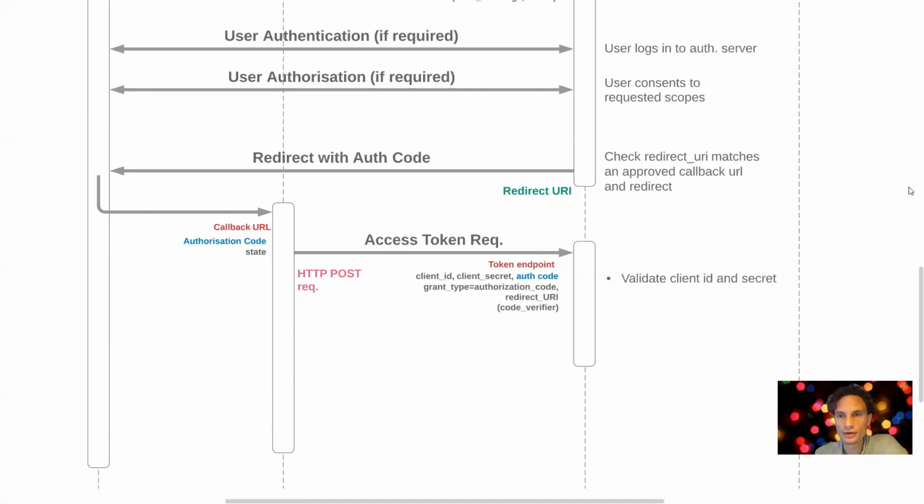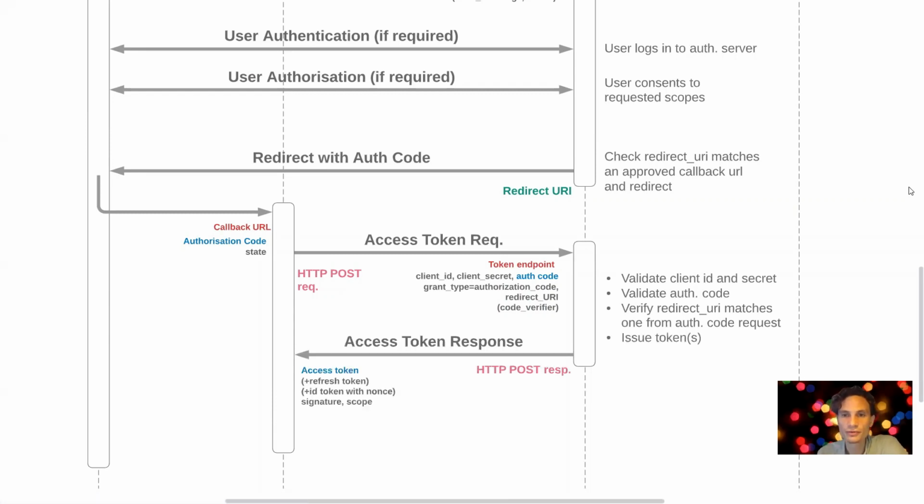So the authorization server will then check the client secret against the client ID that's been provided and check that those match the values required for this client app. It'll validate that the authorization code is one that it has issued. It'll check the redirect URI matches the one that was provided in the authorization code request. And assuming those checks are successful, it will issue the tokens as requested in the scopes.